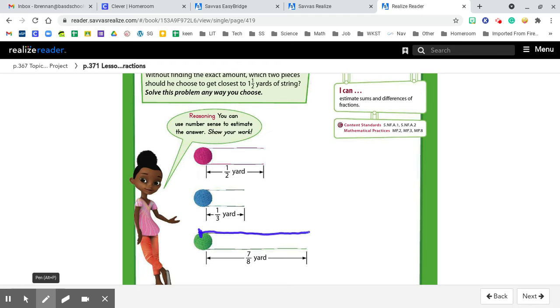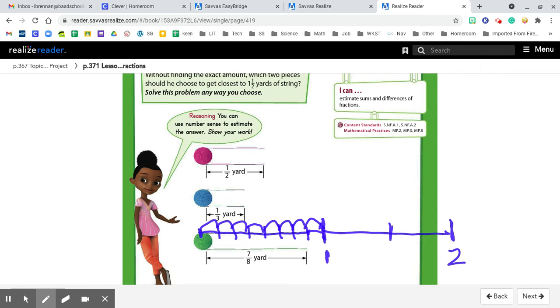So this one is 7/8. Let's see, 1, 2, 3, 4, 5, 6, 7, 8. So this would make us at one whole. So now let's continue that number line. And we go to 2 wholes, and our target is right here, 1.5.